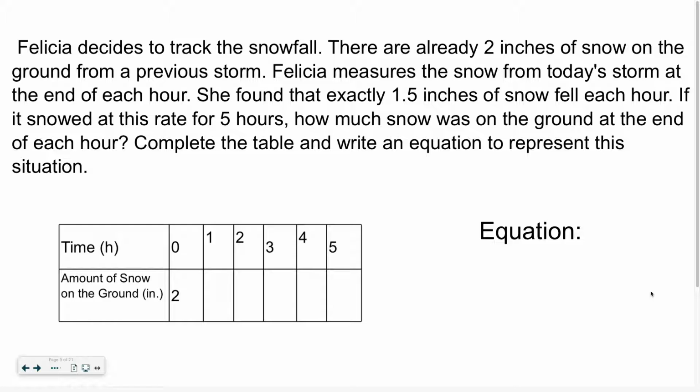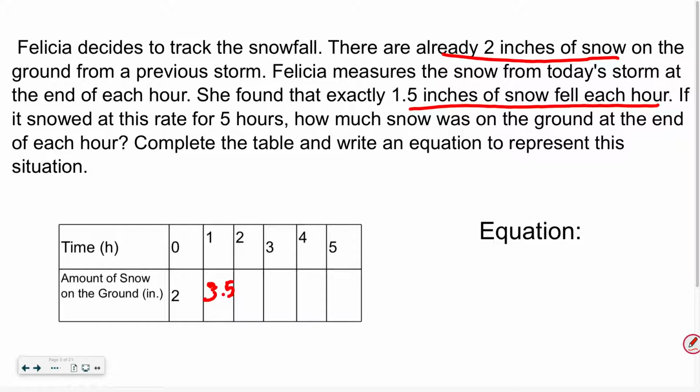So it says time: 0 hours, 1 hour, 2 hours, 3 hours. For 0 hours, this is already completed for us. For 0 hours, there was already 2 inches of snow. So what about for 1 hour? Since there was already 2 inches of snow, and 1.5 inches of snow fell each hour, that would be 3.5 inches. Okay. So what about for 2 hours?